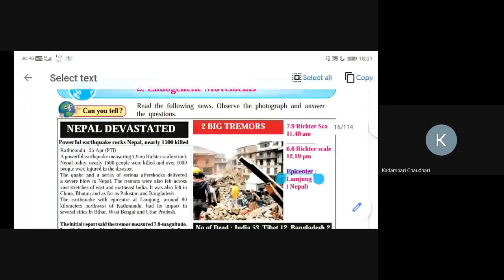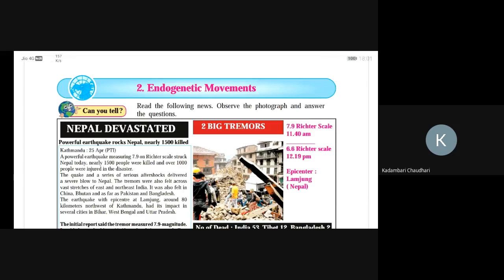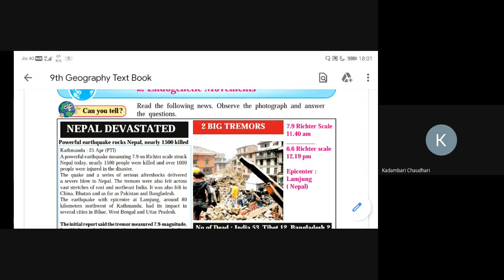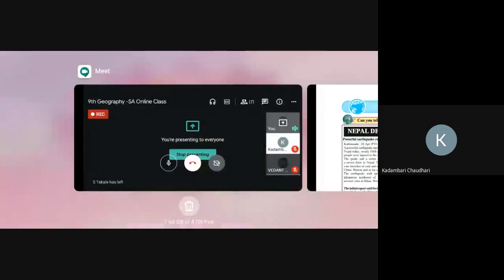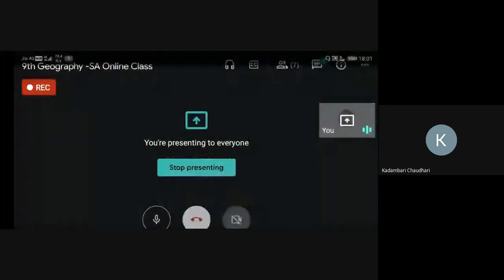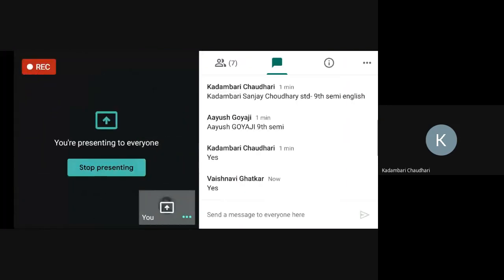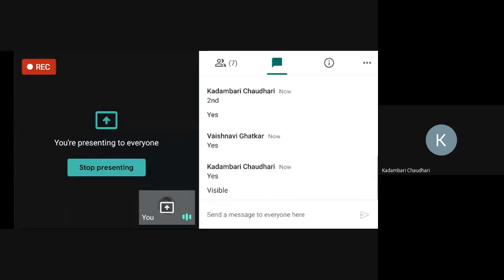Okay. Second, endogenic movements. So, what does it mean? जो हमारे अर्थ के अंदर, अर्थ के अंदर जो इंटरनल एक्टिविटीज होती है, जो मूवमेंट्स होते हैं. So this chapter is all about that. That is earthquakes, volcanoes, and everything like that. Okay. All right. It is visible.